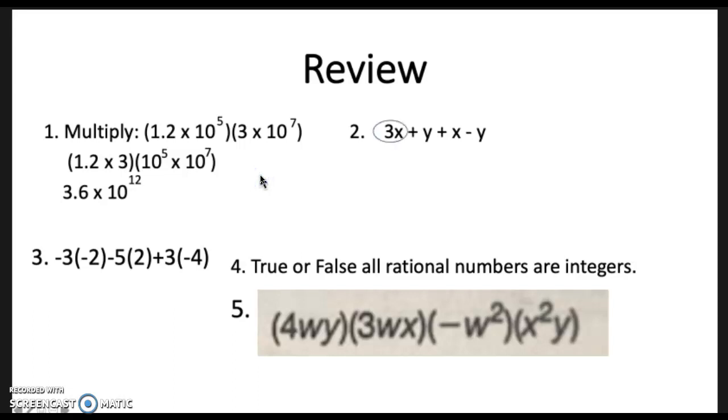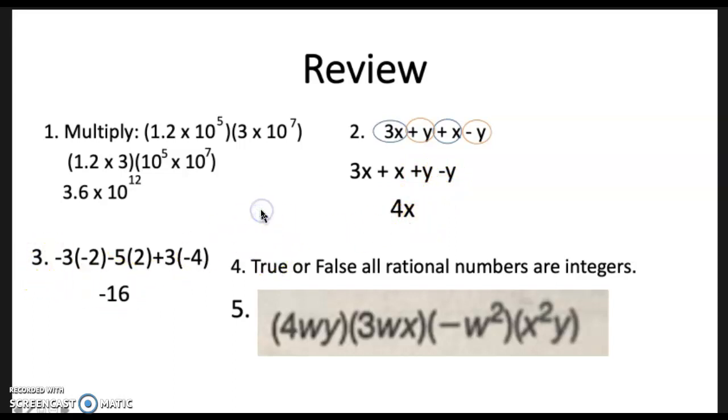All right, for number 2, we need to gather like terms. So we're going to gather all the x's. So I have a 3x and an x, so I'm going to combine those two together, and then we're going to have a positive y and a negative y and group those together. So when we add it, we're just going to be left with a 4x, because when we have like terms, we add the coefficients. 3 plus 1 is 4, and then a y minus a y is going to be 0. So we're going to have no y's left.